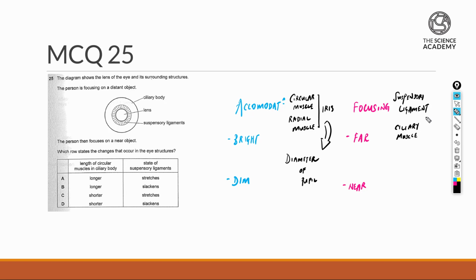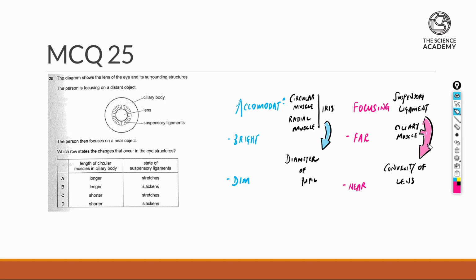And together, their main effect here is to modify the convexity of the lens. The convexity of the lens will then give rise to the difference in your focal length, which again is to try to focus the light on the fovea of the retina. So two main things here: accommodation, ultimately trying to modify the diameter of the pupil, and focusing, ultimately trying to affect the focal length of the lens by altering its convexity.